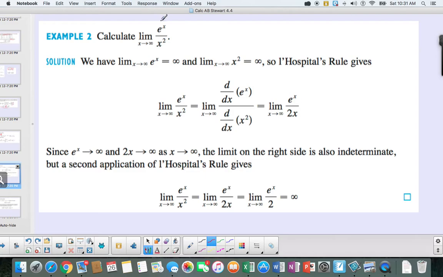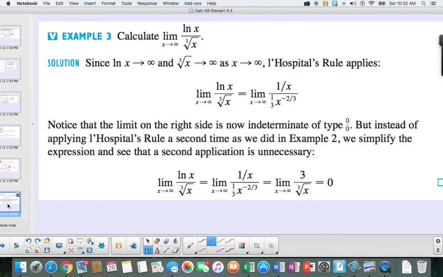Let's take a look at another form. Again, as x approaches infinity, the numerator is getting closer to infinity, the denominator is getting closer to infinity. Again, L'Hopital's rule will apply. Take the derivative of the numerator and denominator, and you get this. Notice that we still have an indeterminate form. So we are allowed to do a second application of L'Hopital's rule. So right here, we're going to take the next derivative, and you can see that the numerator dominates the quotient, and we're going to get infinity.